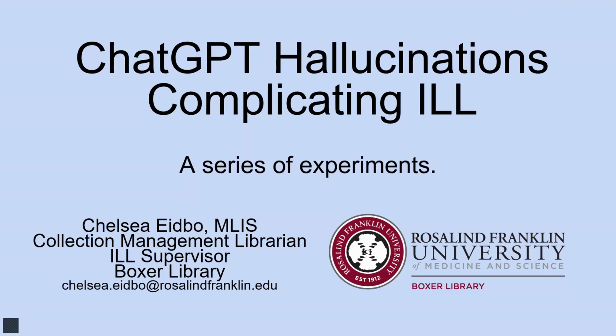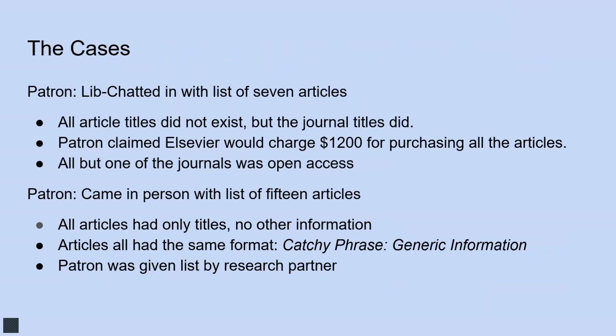I'm completely thrown. So I did a series of experiments using ChatGPT after we had two people come in asking about ChatGPT interlibrary loans. The first one was actually a live chat with one of my coworkers, where we talked about it ad nauseam. They asked for 7 articles. They had titles only, none of which existed, but they said that they'd reached out to Elsevier, and Elsevier said it would cost $1,200 to buy these articles from them.